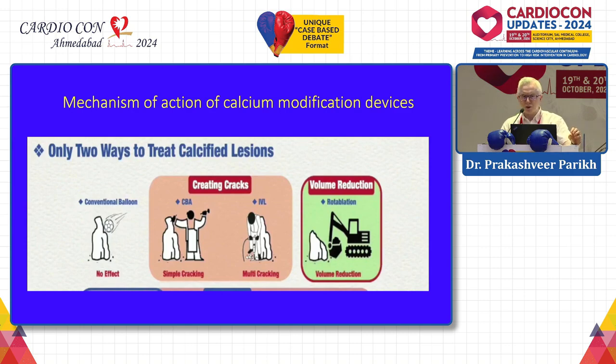Cracking the calcium means you create a crack with balloon-based technology, mainly scoring balloons or modified balloons like the cutting balloon and AngioSculpt, and the newer device, of course, intravascular lithotripsy, which creates multiple cracks in the calcified lesions. But just creating cracks is not sufficient for most heavily calcified lesions, and you need to debulk the lesion. Volume reduction of the calcium is very, very important. In that category, we have ablative techniques like rotational atherectomy and orbital atherectomy, which are very important tools to reduce the volume of the calcium.